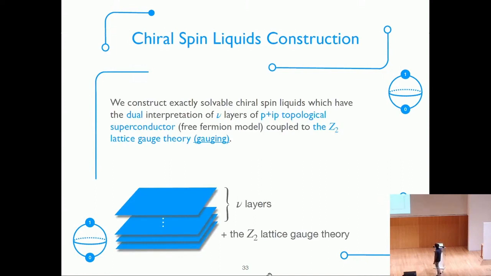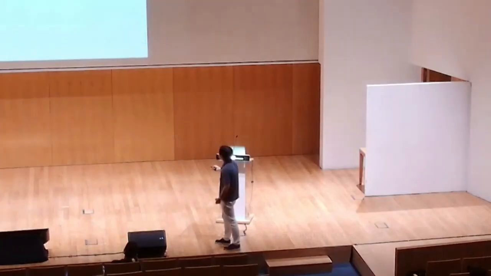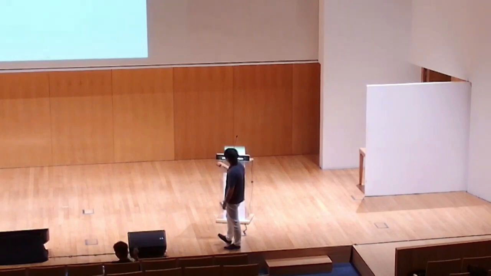So we can construct exactly solvable chiral spin liquids, which have the dual interpretation of layers of p plus ip topological superconductor coupled to a Z2 lattice gauge theory. This process is called gauging, and falls into this 16-fold way classification. The so-called gauging, you can understand from two viewpoints. One is you can turn the global symmetry into a local gauge symmetry, or alternatively you can think you couple the system to a certain dynamical gauge field.